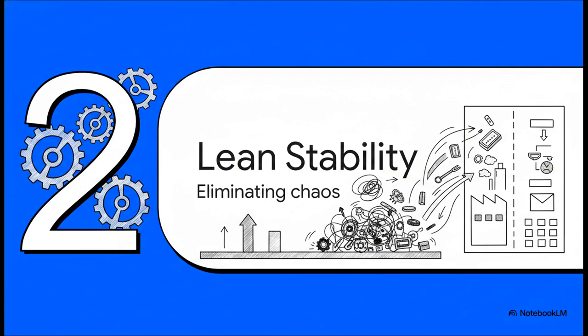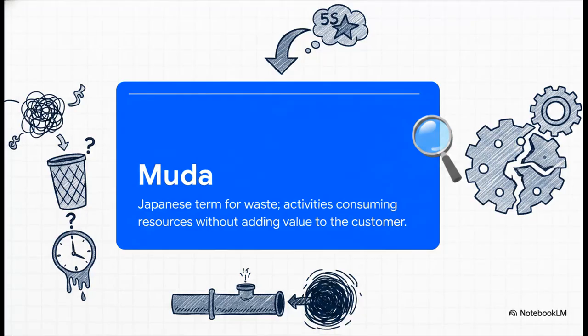Moving right along, we need to talk about the foundation of lean stability, specifically how we identify and eliminate workplace chaos. Because the root cause of all that instability is a concept called muda. This is the Japanese term for waste. But we aren't just talking about literal garbage or scrap material here. Muda encompasses any activity that consumes resources without adding an ounce of value to the customer.